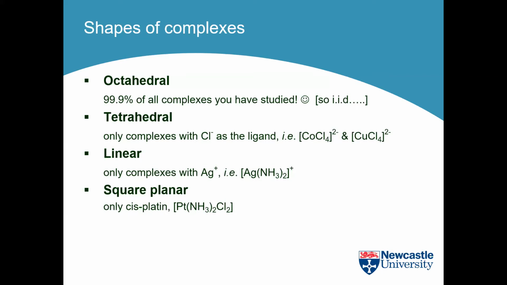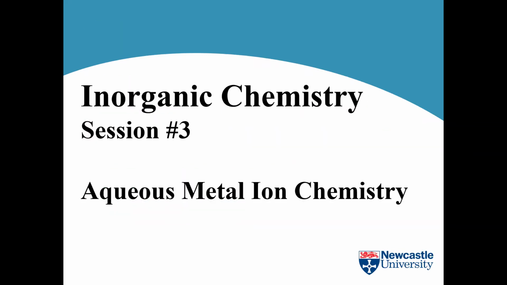Transplatin doesn't work because it's the wrong shape. It's got the ligands in the wrong place. So if you learn that cisplatin is square planar, the silver complex is linear, and the 2 with chloride are tetrahedral, everything else is octahedral. Sadly, I've never yet found a pattern with the colours. If anyone has found any sort of pattern with the colours, please let me know, because after 33 years teaching this and marking it, I've not spotted a pattern in the colours yet. Not to say there isn't one, but I haven't spotted it.